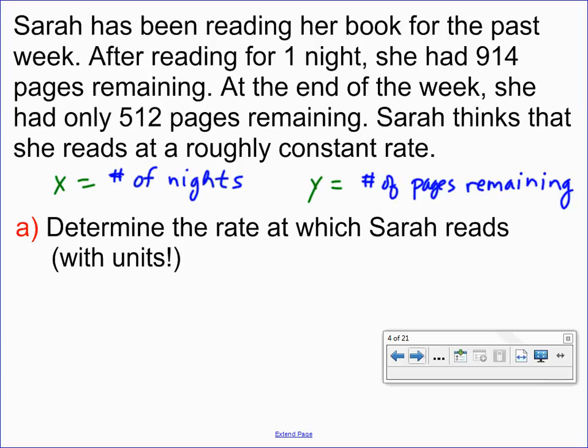Awesome. After I've designated my x and y variables, we can now get points. And so the given information is telling us 2 points that are on this linear relationship. Let's go ahead and get our first point. After reading for one night, she had 914 pages remaining. Go ahead and tell the class what point that represents in our linear model. All right, what point would that be? Caitlin? What point is represented by the first sentence? After reading for one night, she had 914 pages remaining.